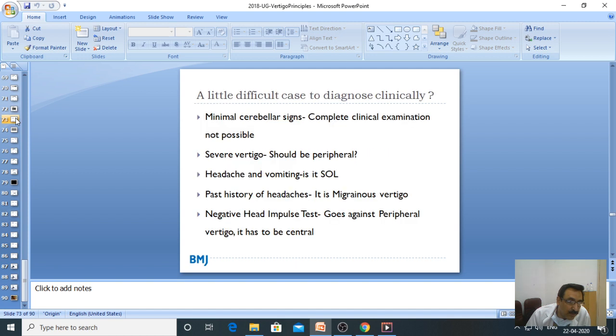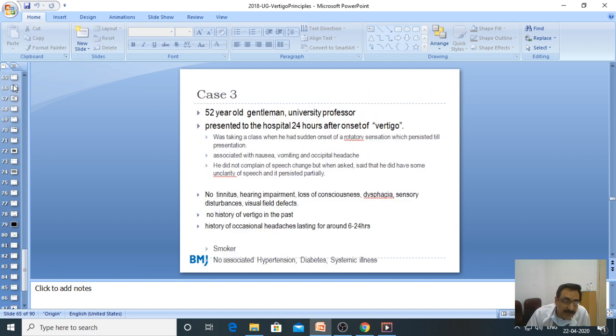So I'll take you through one other case. This guy was someone like me, a little bit younger. Presented to the hospital 24 hours after onset of vertigo. He said it was vertigo. Was taking a class when he had sudden onset of rotatory sensation, which persisted till the presentation. It was associated with nausea, vomiting, and headache.